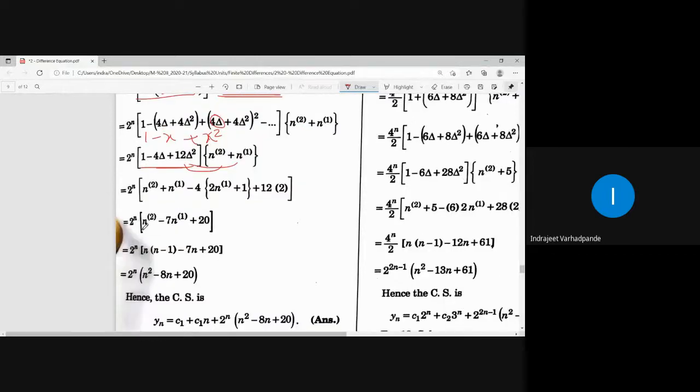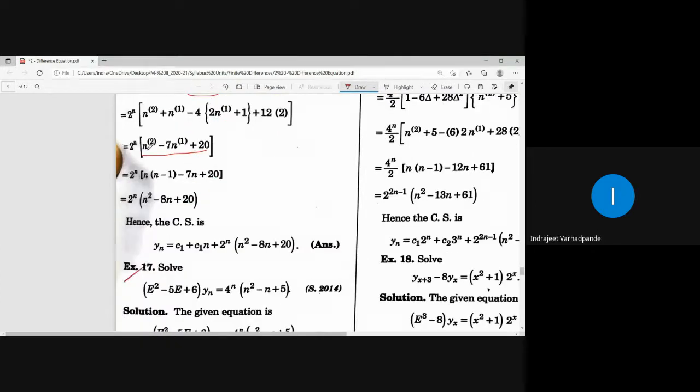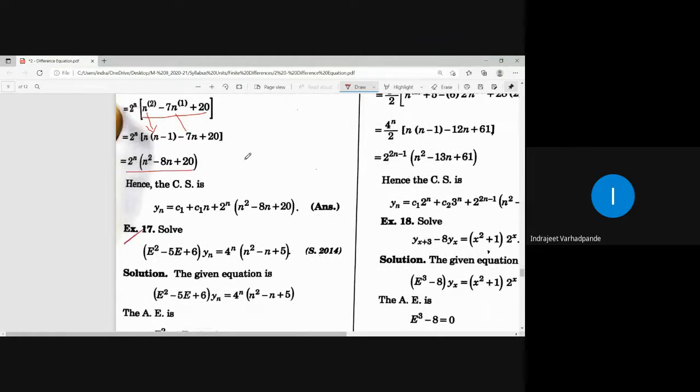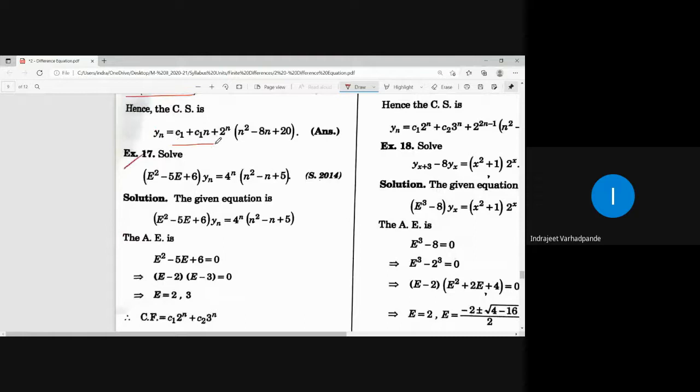You get the simplification as n to the power 2 factorial minus 7 n to the power 1 factorial plus 20. But what is n to the power 2 factorial? It is n into n minus 1. n to the power 1 factorial is n. So accordingly, I am getting the answer as 2 to the power n into n square minus 8n plus 20. The complete general solution is given by c1 plus c2n, here it should be c2n, plus 2 to the power n into n square minus 8n plus 20.